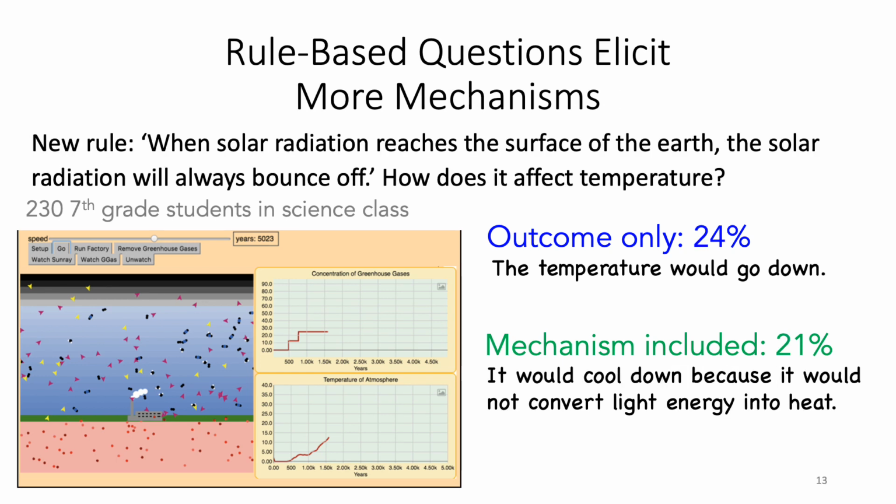But asking students to think about rules almost doubled the answers that included mechanisms. A rule-based question asked what would happen to the temperature if all of the sunlight was reflected. Students could not test this rule, they had to imagine it. Compared to the typical question, many more students included mechanisms in their answers, like saying, it would cool down because it would not convert light energy into heat. Thinking in terms of rules may help students communicate their science ideas, and may even clarify those ideas for themselves.